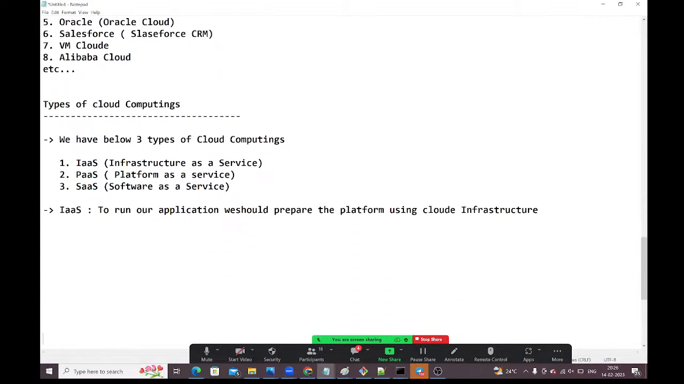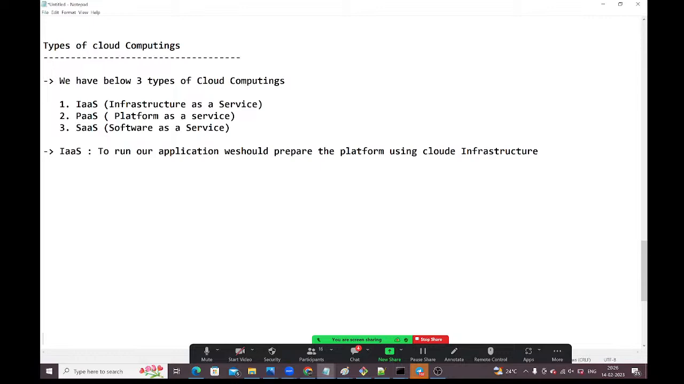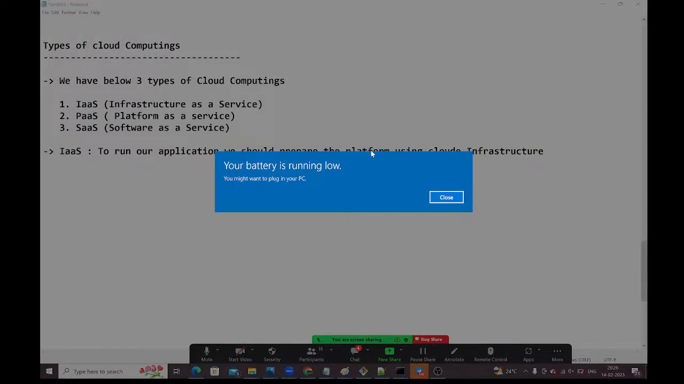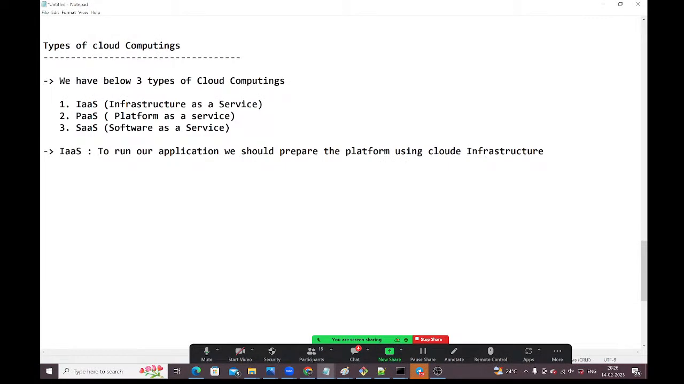What does it mean, guys? If you go with IaaS, whatever you want, they will provide. Whatever resources you want. I want the computers, I want the servers, I want the database, I want the storage, like that. Whatever resources you want, cloud computing provides to you. And by using all those resources, you only need to set up the platform.